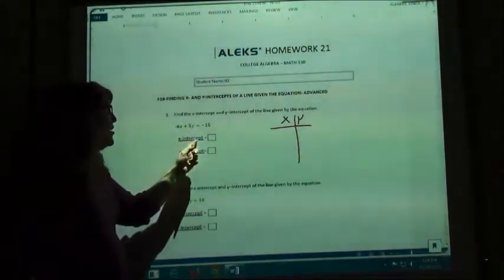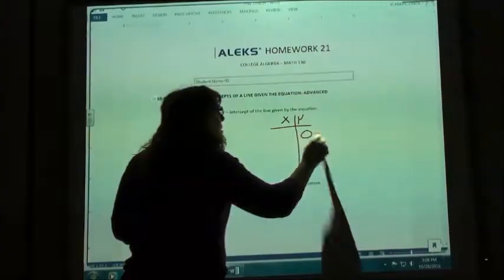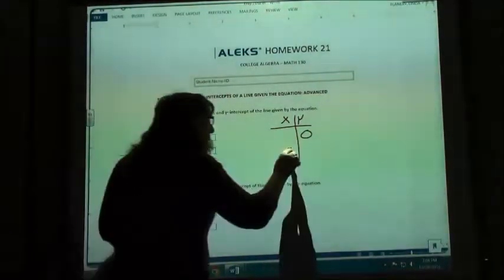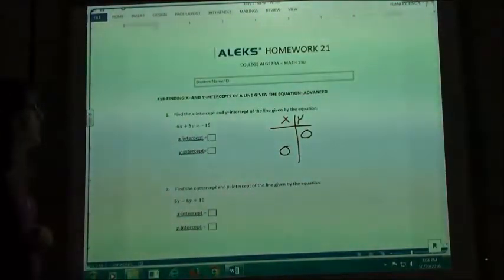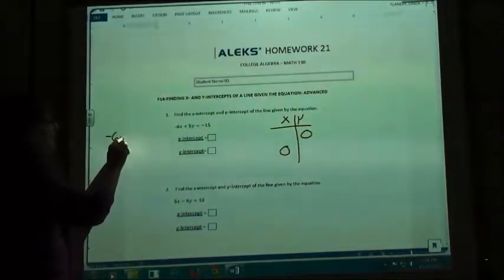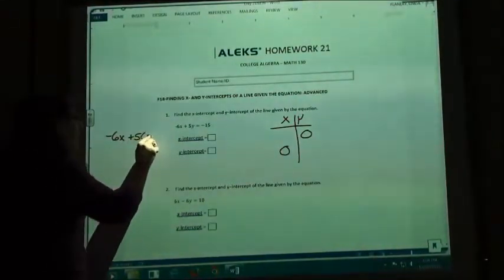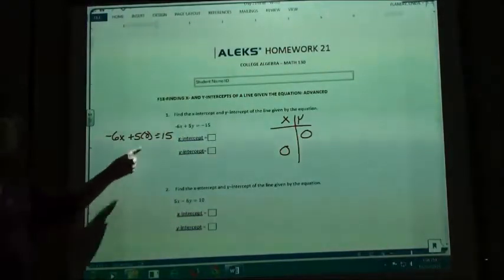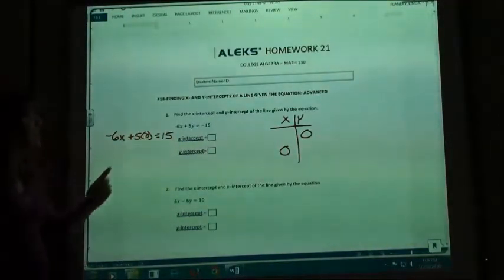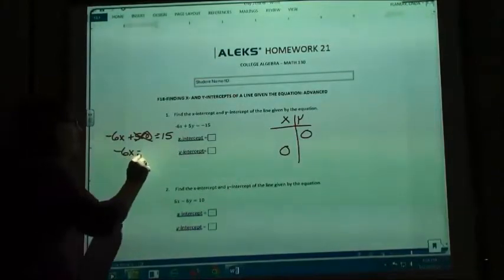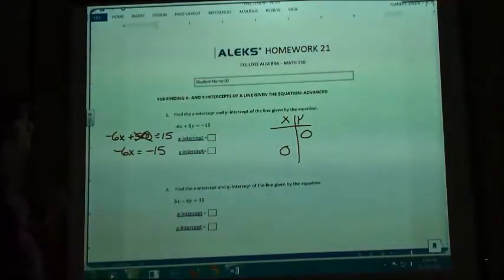For my x-intercept, the y value is always 0. For my y-intercept, the x value is always 0. So what happens when I do that? For my x-intercept, negative 6x plus 5 times 0 equals negative 15. Get my negative in there. Here, anything times 0 is going to be 0. It's basically just going to get rid of the y term from your equation. So negative 6x is going to equal negative 15.